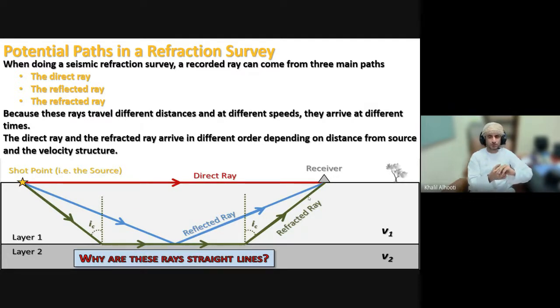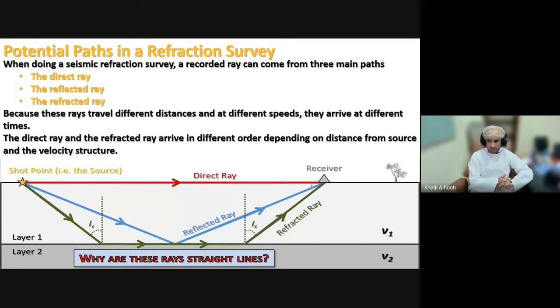So from next week onward, we'll discuss how we can determine the velocity and number of layers using the seismic refraction technique. The energy travels in different paths. It travels straight from source to receiver, or it hits an interface and gets reflected back. That's the reflection technique, which we'll study in some later chapter.